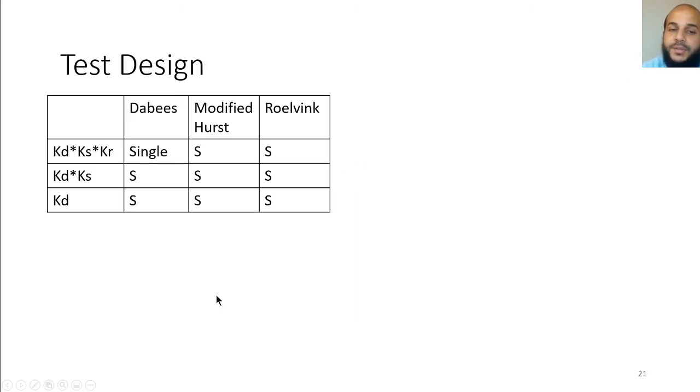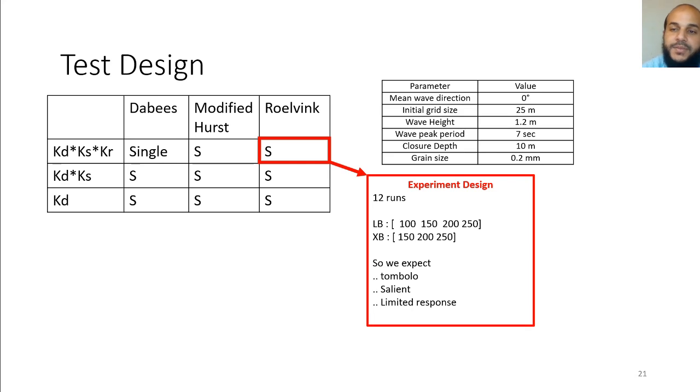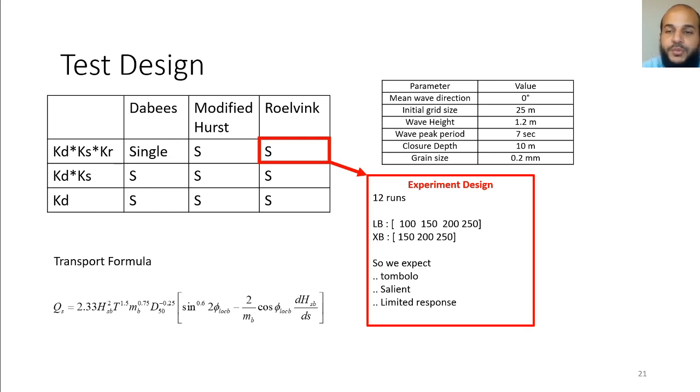So we designed our test so that we are going to test the three approaches, and for each approach we are going to see if we can rely on the diffraction, the refraction coefficient, or two of them or one of them, which is diffraction. For each one we run 12 tests so that we expect among the results tombolo, salient, and limited response, and these are the initial parameters for this test. Also, we used a transport formula that takes into account the wave height gradient.